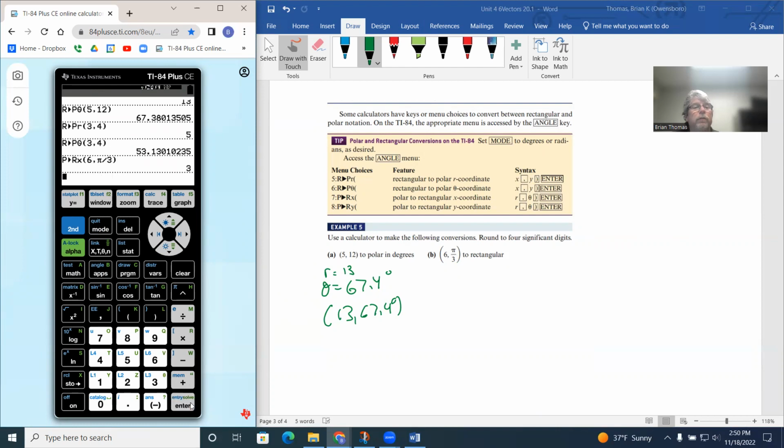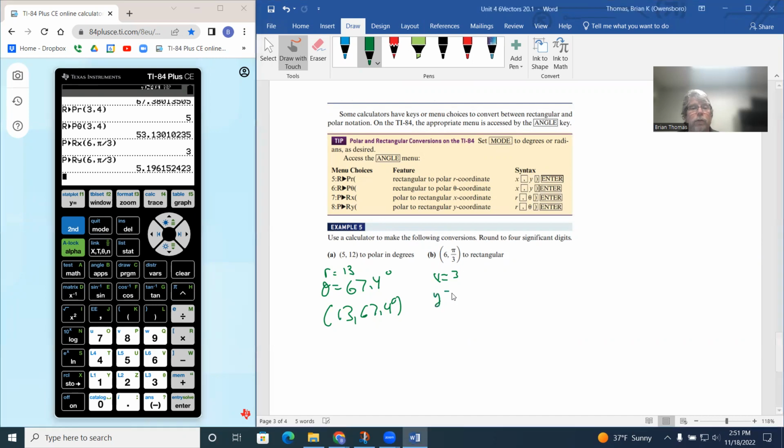That should give us our x coordinate, which is going to be 3. And then our y value, if we hit second angle number 8, and put the polar coordinates in for that, 6 comma pi divided by 3, close parenthesis. That gives me my y value, which is not as clean. My y value is going to be 5.2. So 3, 5.2 would be our coordinates.